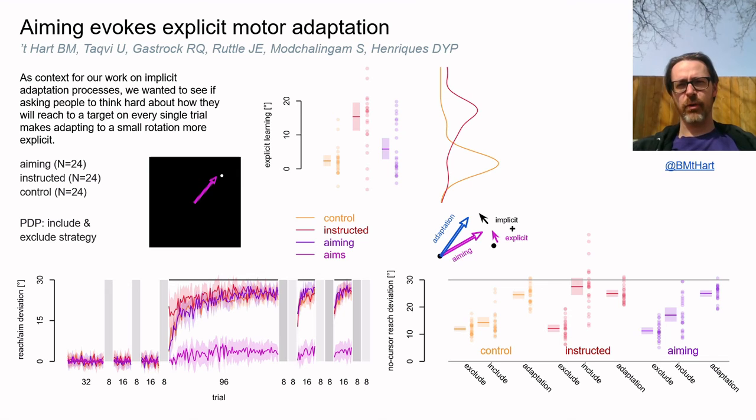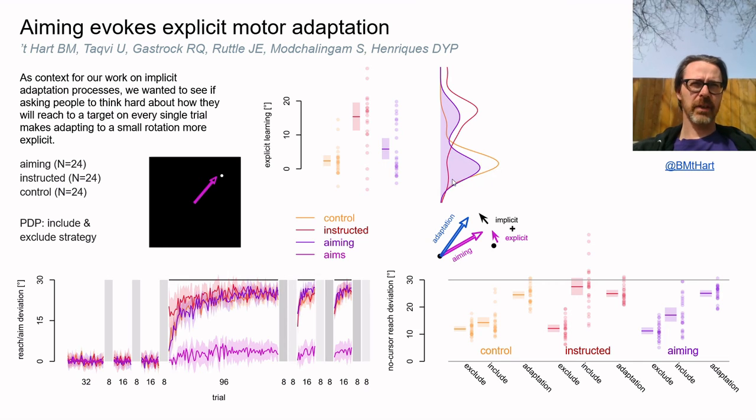And the aiming group looks a little bit different. They can be split into two subgroups. About two thirds of people do not learn explicitly at all. They respond the same as the control group does, and then one third of participants look as if they're in the instructed group.